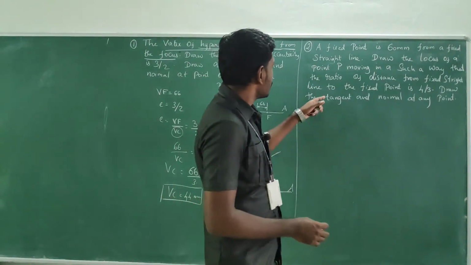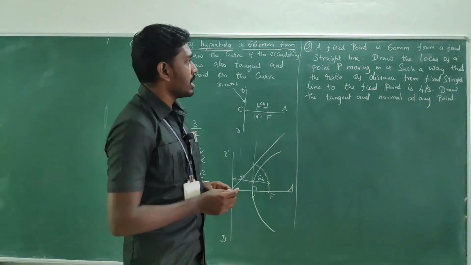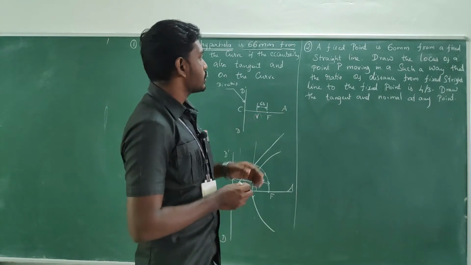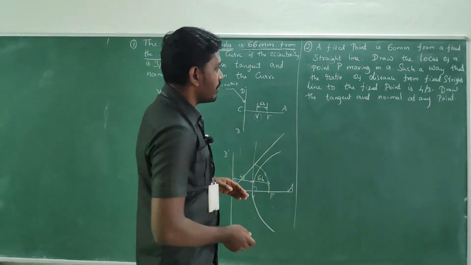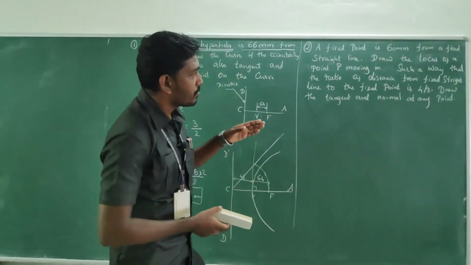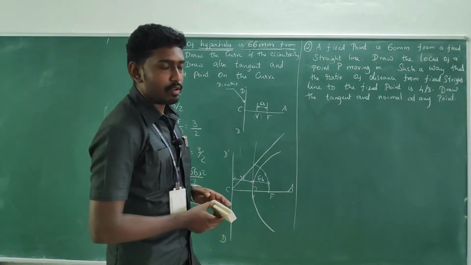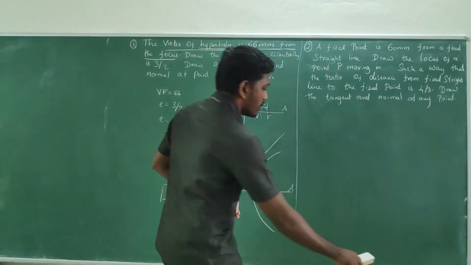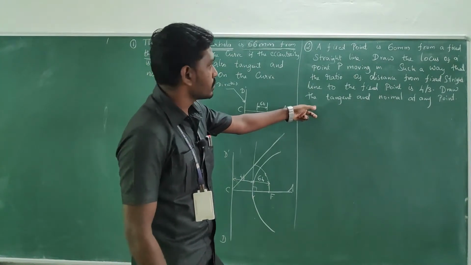Second one, the question is, a fixed point is 60 mm from a fixed straight line. Draw the locus of a point P moving in such a way that the ratio of the distance from the fixed straight line to the fixed point is 4 by 3. Draw the tangent and normal. See, first take the given data.